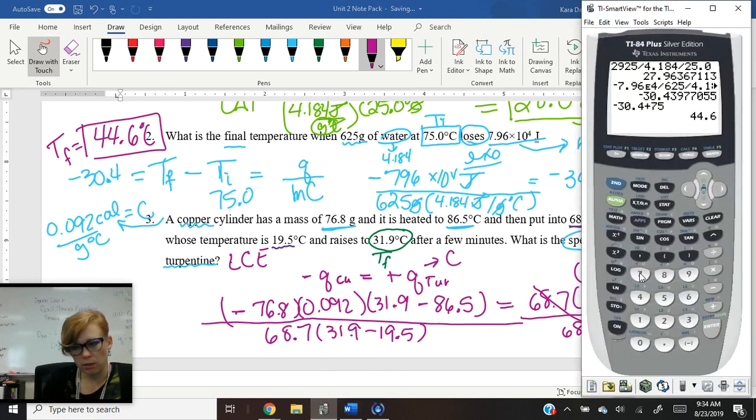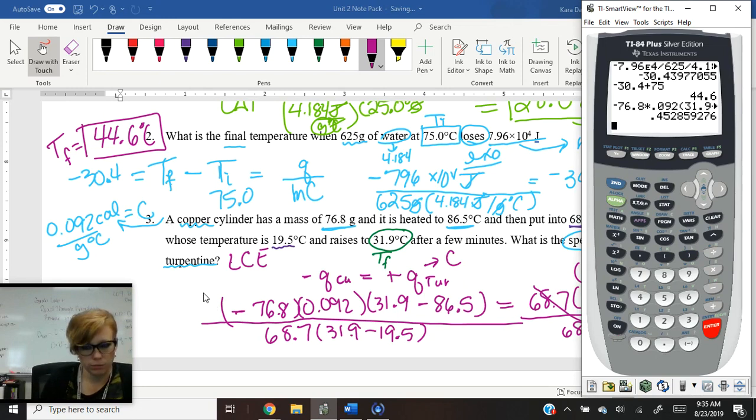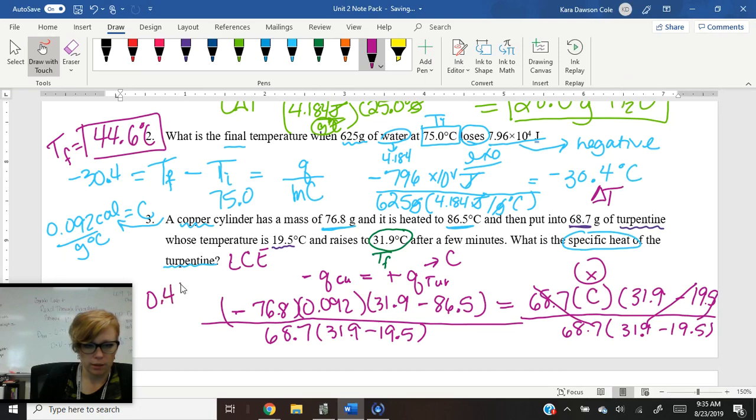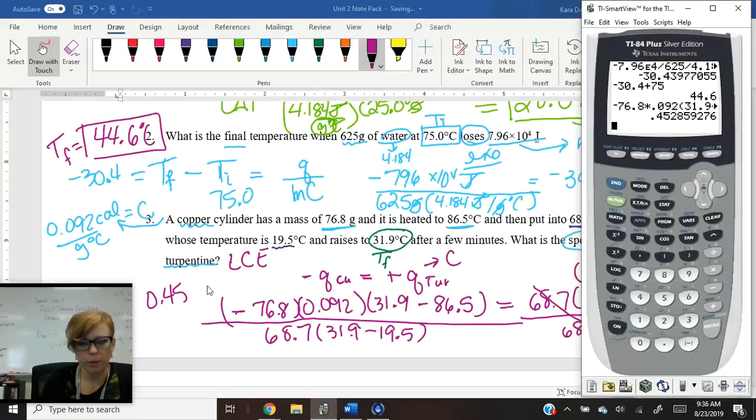So plugging this into the calculator, I've got negative 76.8 times 0.092 times (31.9 minus 86.5), close parentheses, divided by 68.7, divided by (31.9 minus 19.5), close parentheses, and then I hit equals. So this is going to equal 0.4545. I've got 3 sig figs in each value, so I'm going to put my answer into 3 sig figs: 0.453.